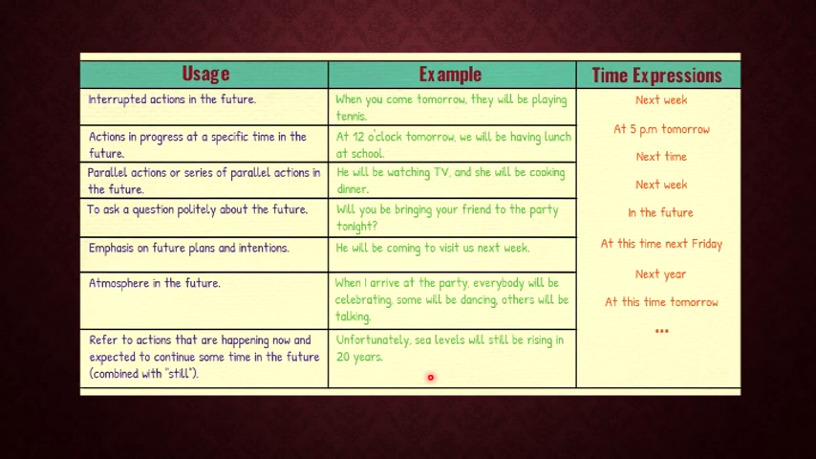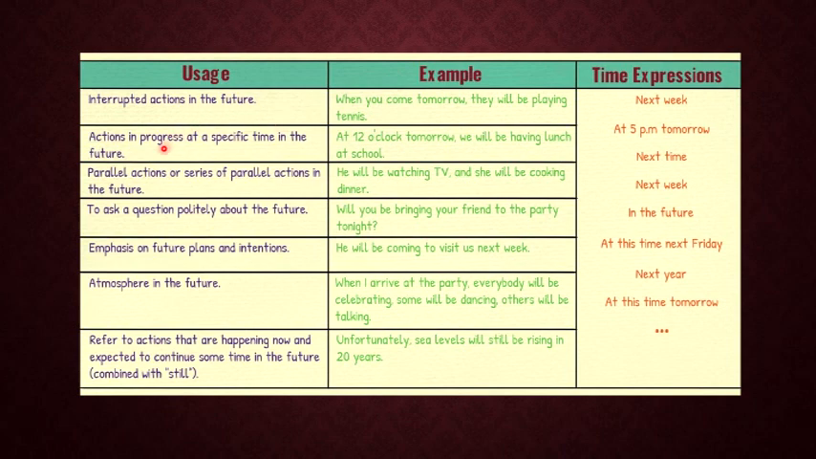Now dear children, future continuous tense is used under so many situations. Let us have a look at them one by one. Interrupted actions in the future. What do you mean by this? That means if some action is going on already in the future, like when you come tomorrow, they will be playing tennis. So this is they will be playing tennis as an example. We will learn more about the rule, how to use it and more examples in this video. So let us focus on the usage first.